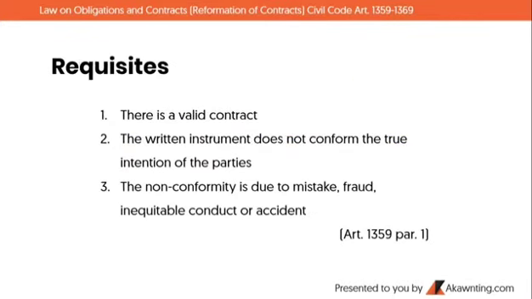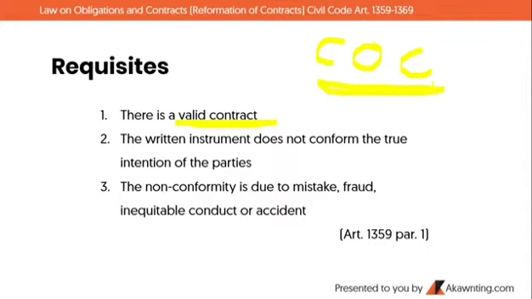So, what are the requisites of the reformation of contract? So, we have 3. This is based on Article 1359, paragraph 1. So, number 1, there must be a valid contract. Okay? So, meaning to say, meron tayong COC tulad nung nabanggit natin last time, di ba? So, that is consent, object, and the cause. So, sana meron yung tatlong essential requisites na yan para maging valid contract siya. Okay? Pero may mga certain contracts that require additional essential elements such as real contracts na kailangan ng delivery and formal contracts na kailangan ng specific, okay, formality.